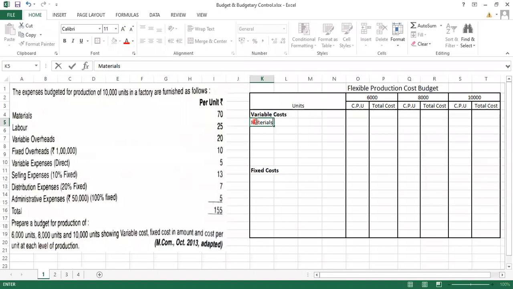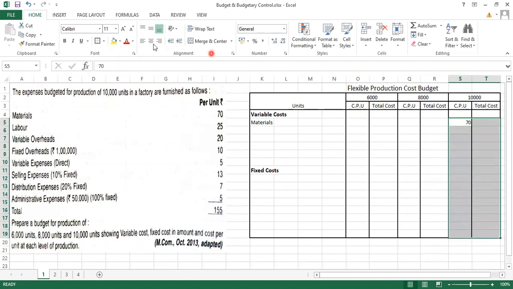So I will write over your materials. It's 10,000 units ka they have given us the information. So 10,000 units के column में I will go and I will write down 70. तो total cost कितना हो जाएगा? How you will get total cost? 70 into 10,000. That is per unit into total units. So this will be 70 into 10,000. This will be equal to 7 lakh rupees.